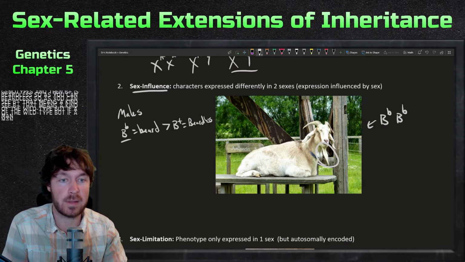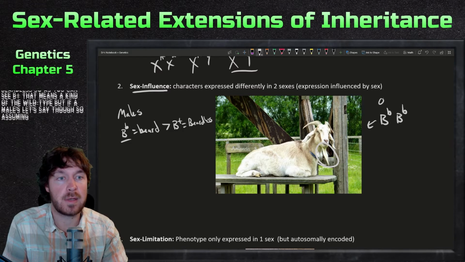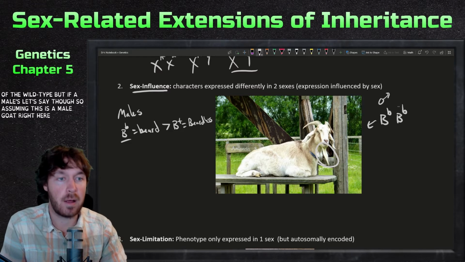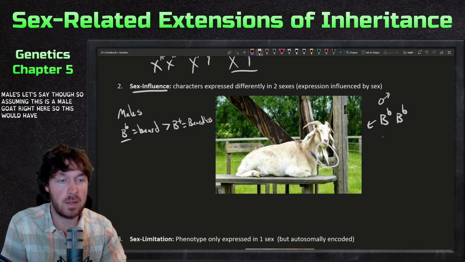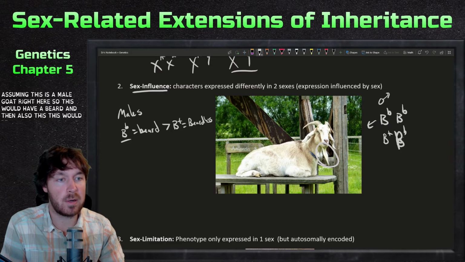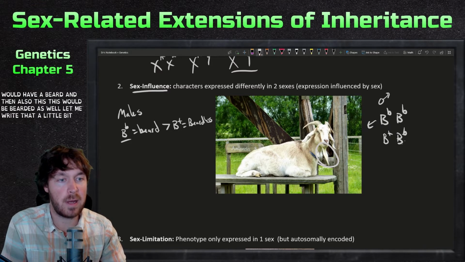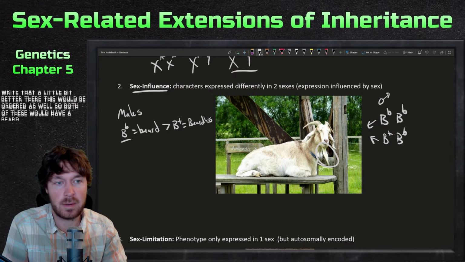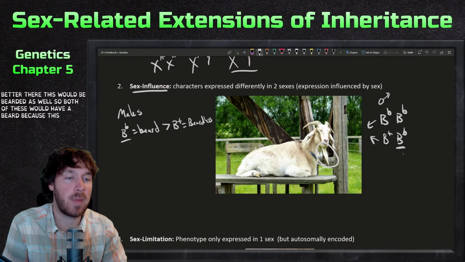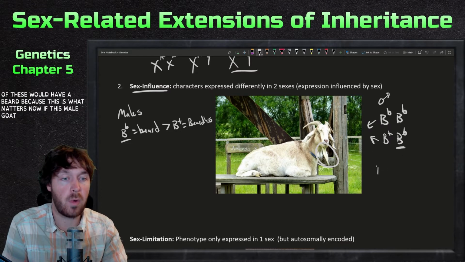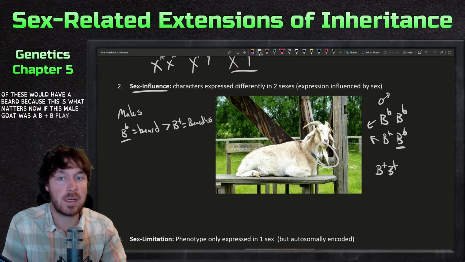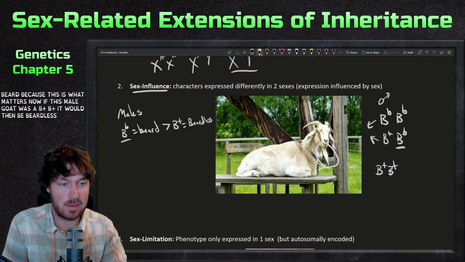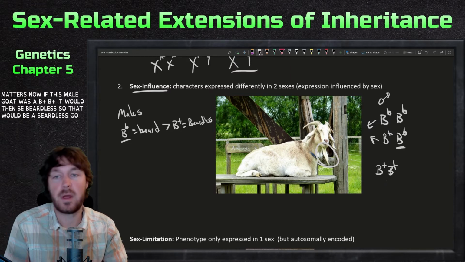But assuming this is a male goat right here, this would have a beard. And this would be bearded as well. Let me write that a little bit better there. This would be bearded as well. So both of these would have a beard because this is what matters. Now, if this male goat was B plus, it would then be beardless. So that would be a beardless male goat.